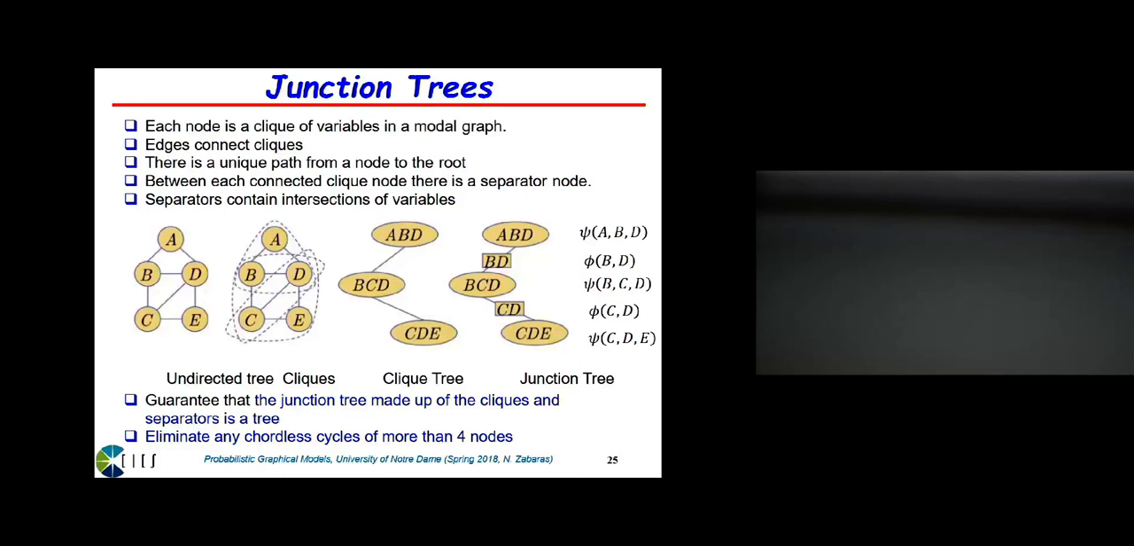Can you see that? The potential of the separator BD will be the marginalization of the potential corresponding to the clique ABD. But also, this separator potential will be the marginalization of the potential of this node with respect to what variable? C. But what is the chance that those two potentials will not agree with each other?